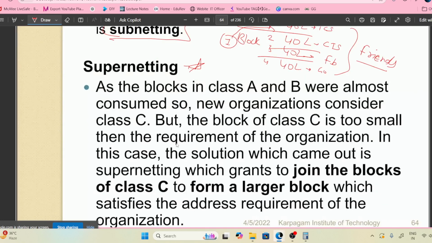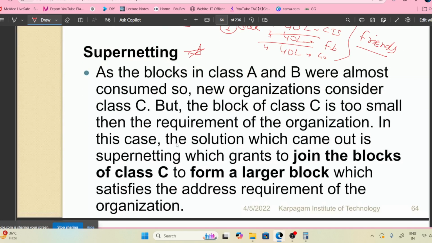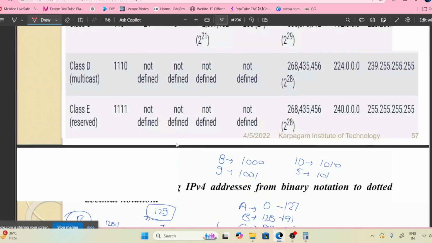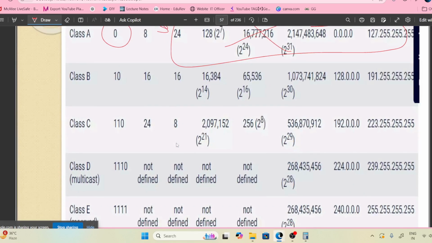Now we have supernetting. As the blocks in class A are almost consumed, consider a new organization that gets class C. A block of class C is too small for the requirement of the organization. In this case, the solution is supernetting, which grants joined blocks of class C to form a large block that satisfies the requirement of the organization. Let's suppose in class C, how many IP addresses do we have? दो, चार, आठ, 256.